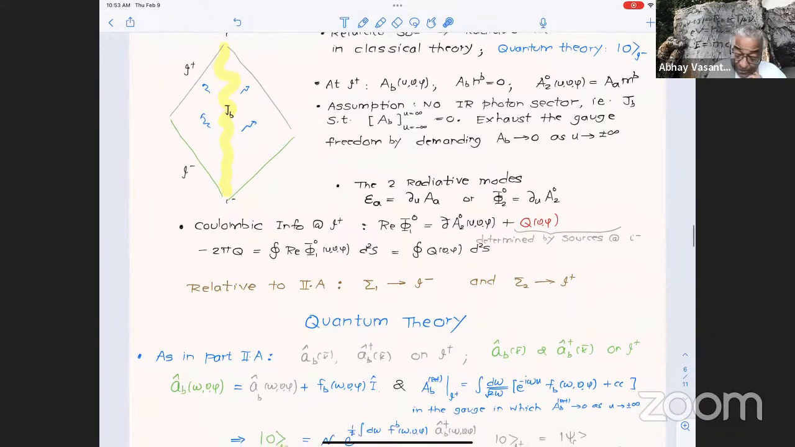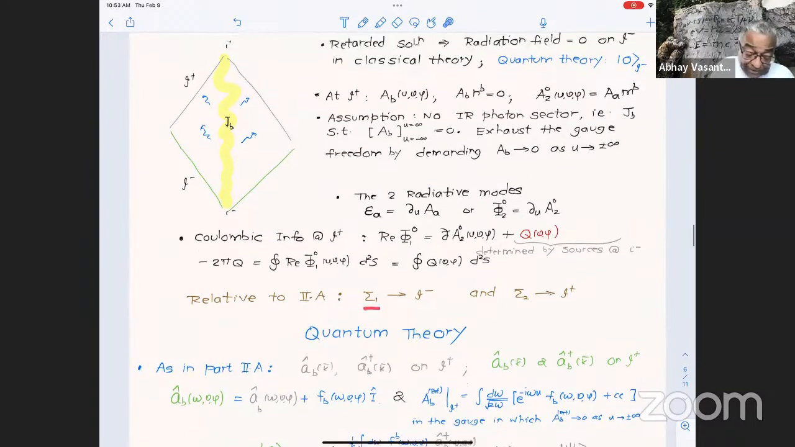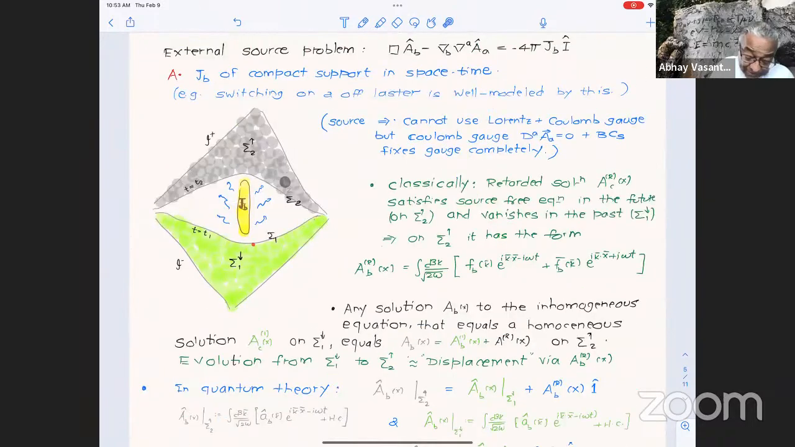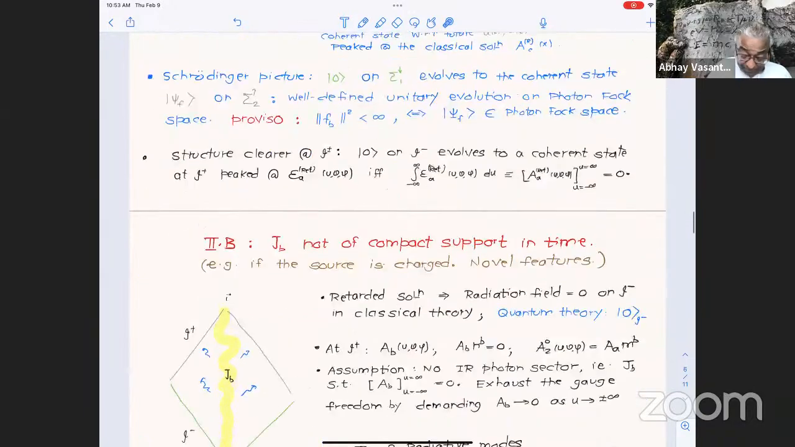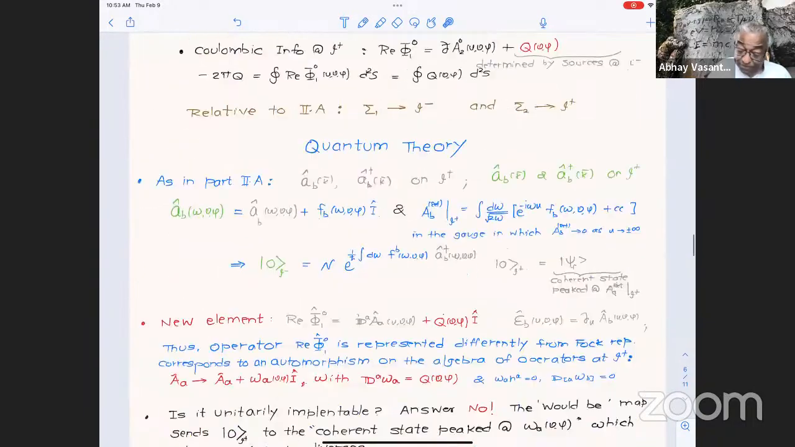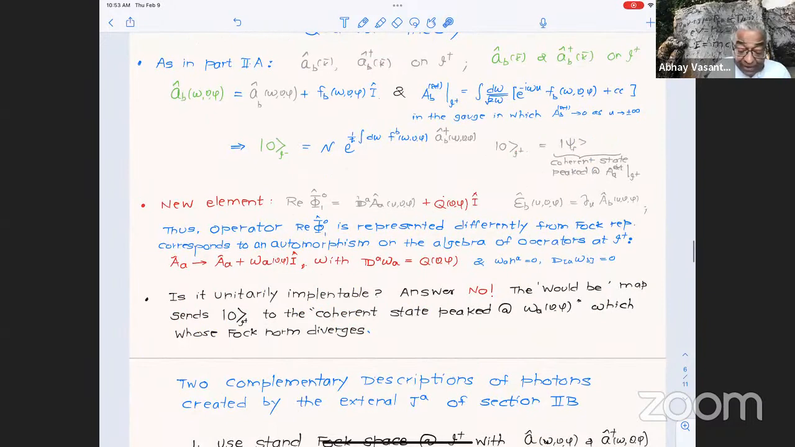And related to the previous section where I had a source of compact support, the point is that what was previously sigma 1 has become Scri minus, and what was sigma 2 has become Scri plus up here. Other than that, it is formally the same. And therefore, in quantum theory, again as in the previous part, I have the creation and annihilation operators on Scri plus, and the green ones on Scri minus.